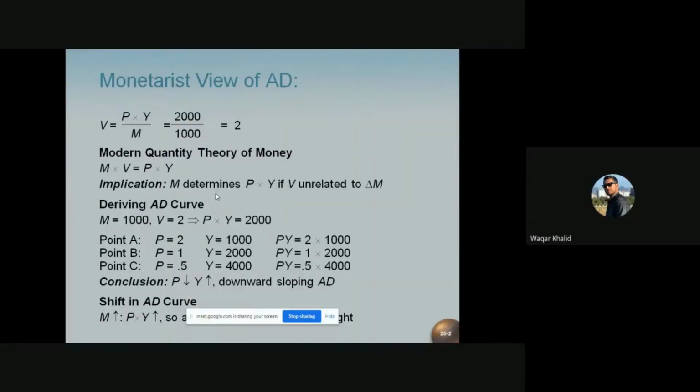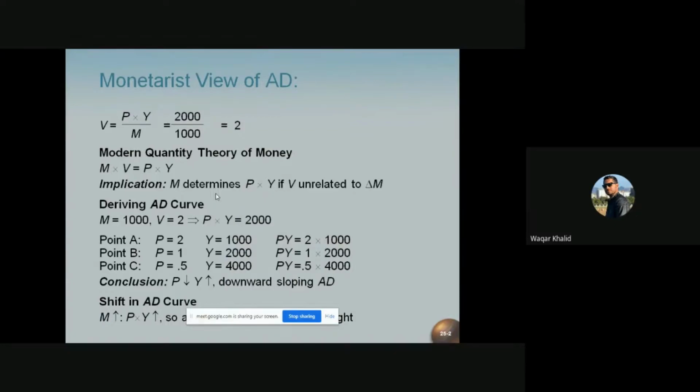How we can derive the aggregate demand curve by following the monetarist view. We are interested to know how the modern quantity theory of money generates the aggregate demand curve.